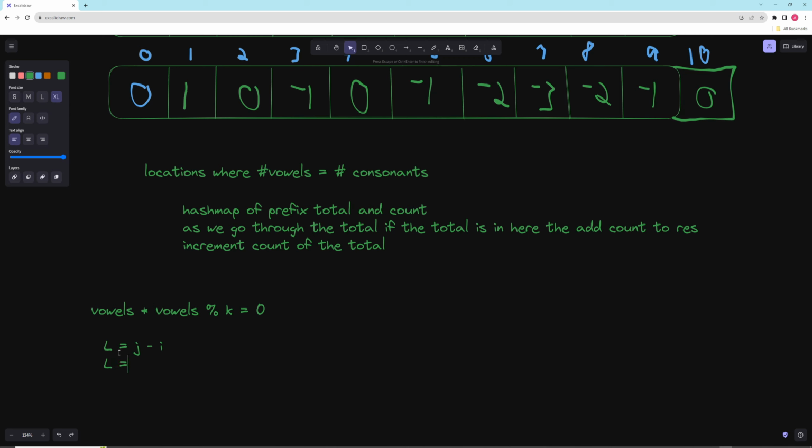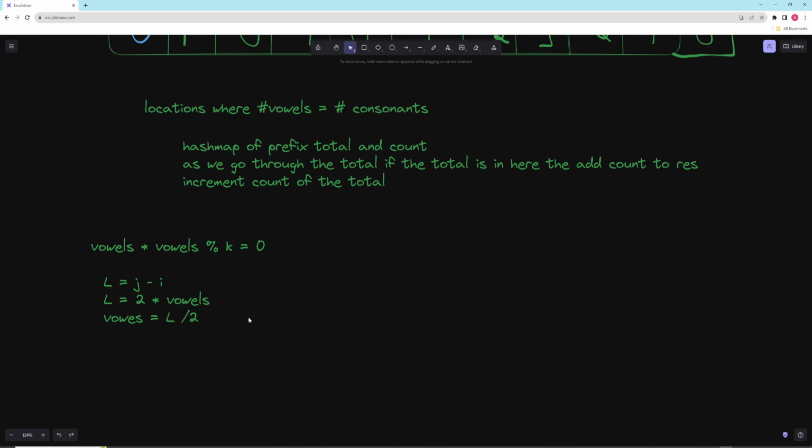So length, if we think about it, if vowels equals consonants, it's basically going to be 2 times vowels, right? Because if vowels equals consonants, then the length of the string is just 2 times the vowels. So we can factor this out. So we could say vowels equals length over 2. And now let's replace this equation. So we're going to say length over 2 squared mod k equals 0.